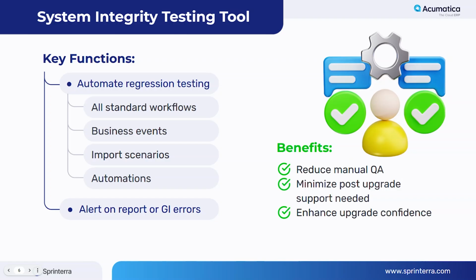testing. So just as a refresher, what the system integrity testing consists of is testing of all standard workflows, all custom GIs, reports, non-custom GIs, reports, import scenarios, business events, automations, all those types of things that are typically either out-of-the-box functionality or built directly off of out-of-the-box functionality. So this includes if a report's been modified, like new fields added, new DAX added, those types of things.